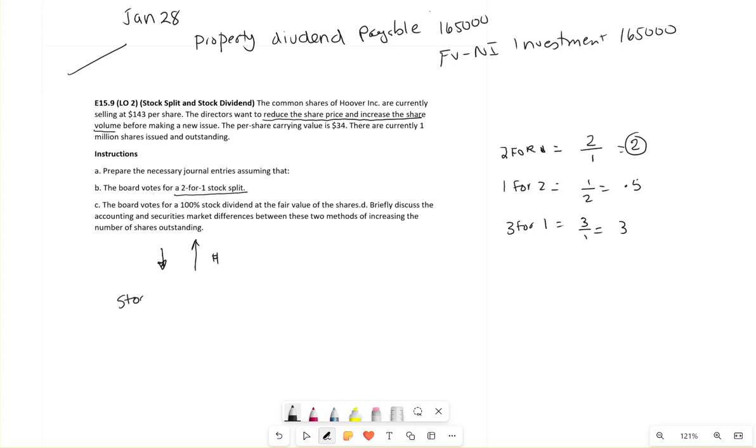When the stock split happens, the only thing that happens is that your number of shares increase. If the number of shares increase, of course the value of the shares goes down. So if I had 1 million shares issued and outstanding, and we did a 2-for-1 split, now the company has 2 million. When we declare a stock split, we call it a memo entry. The memo entry will be that your number of shares outstanding will increase to 2 million.